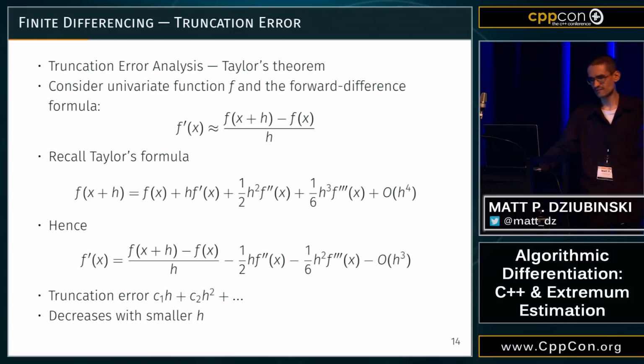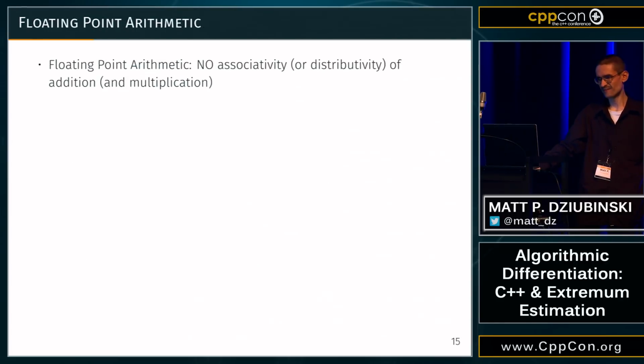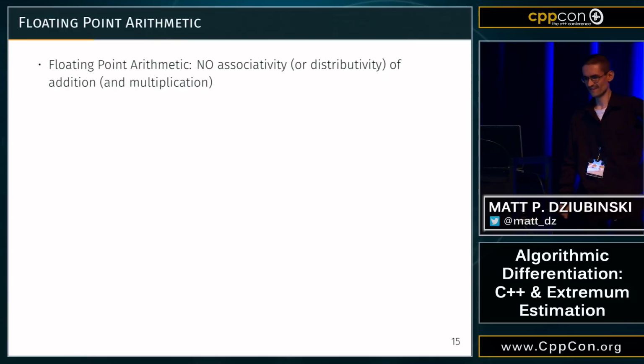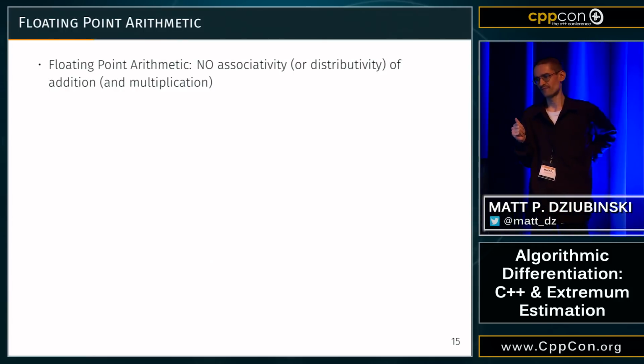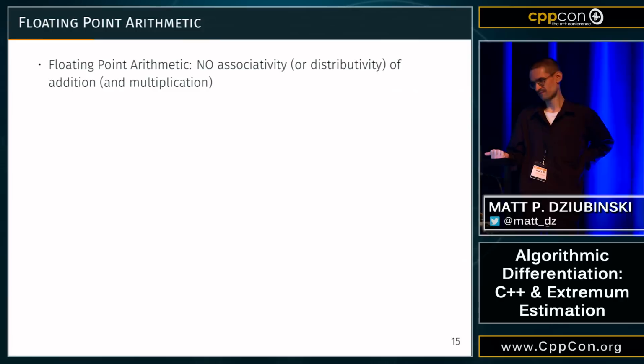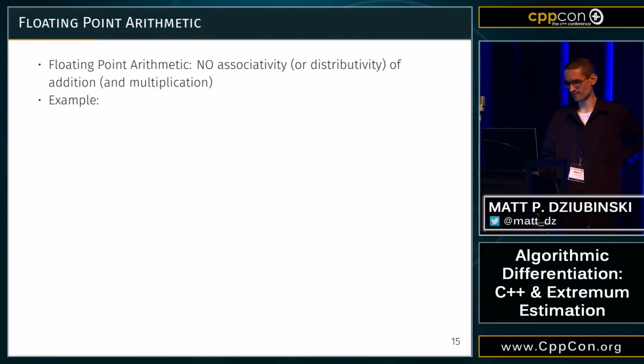Well, this idea is true in calculus. Calculus is true for real numbers. Do we have real numbers on computers? We have something similar. It's called floating point numbers. They are slightly different. They are not associative, they are not distributive.